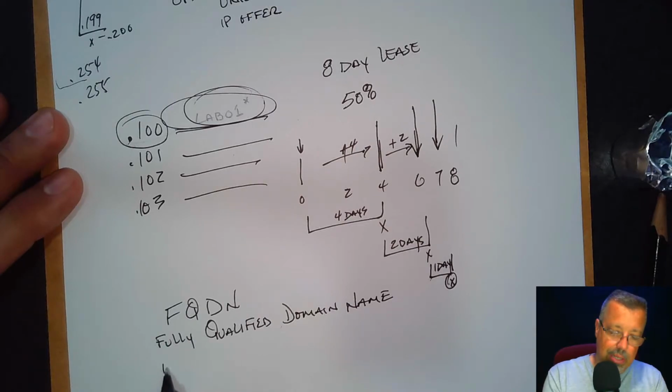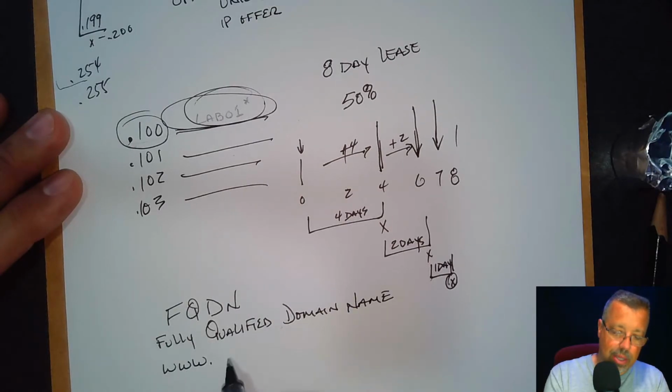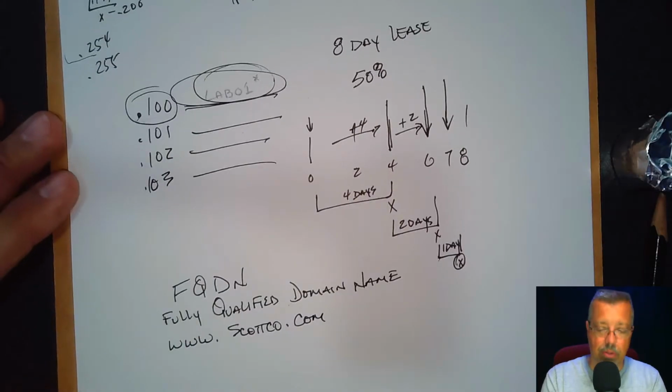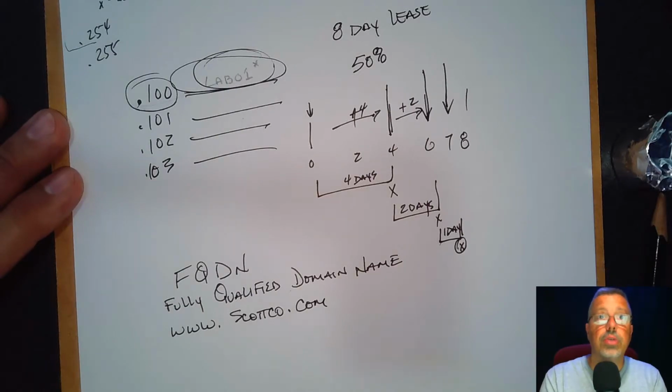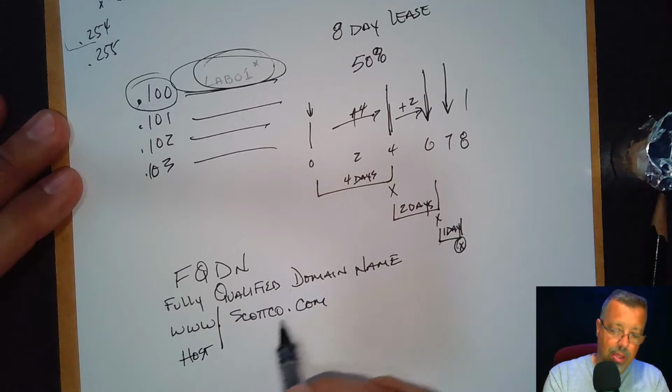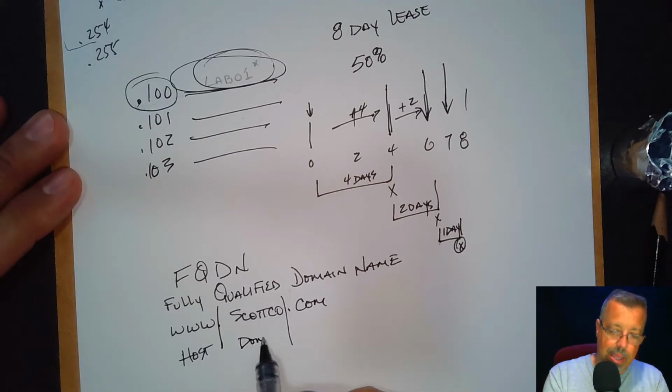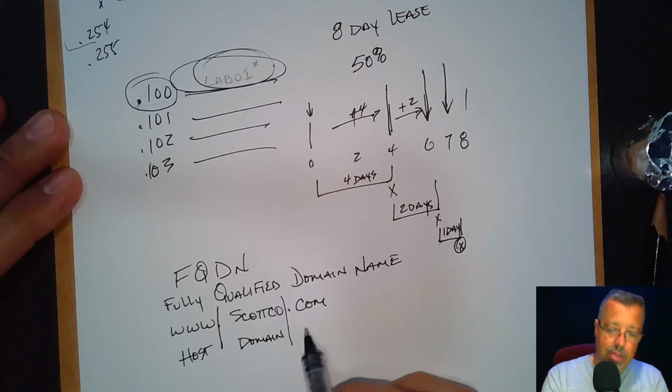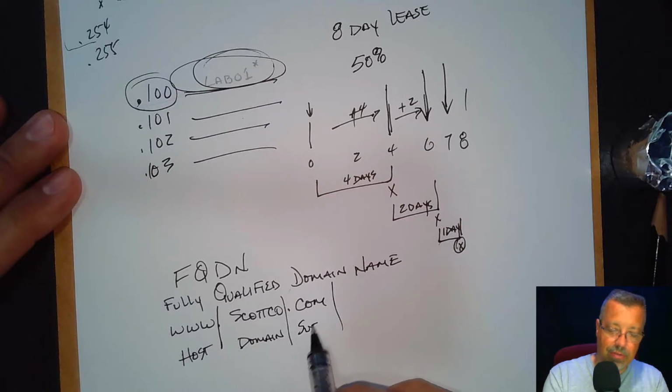So let's say www.scottco.com, my imaginary URL that I don't own. So www is the host. Scottco would be the domain name. .com would be the domain suffix.